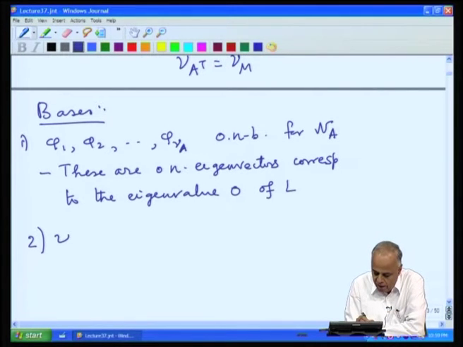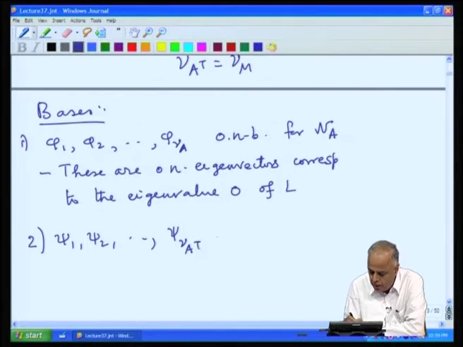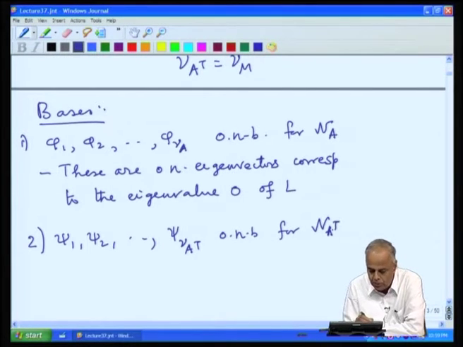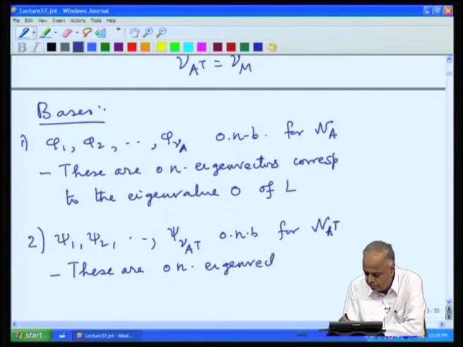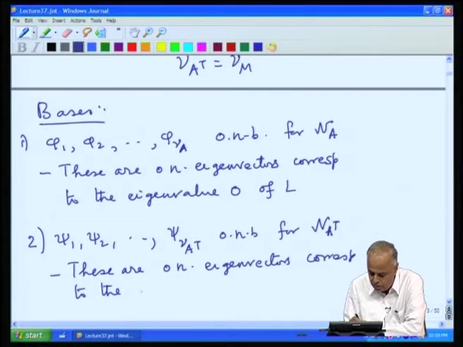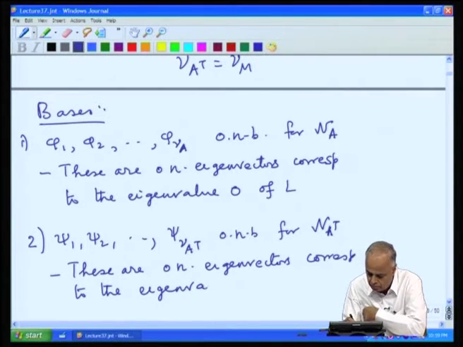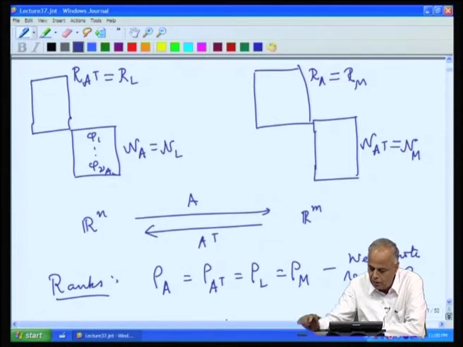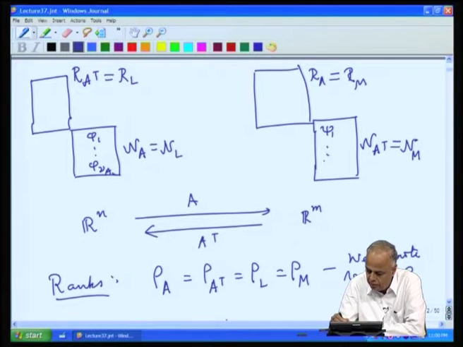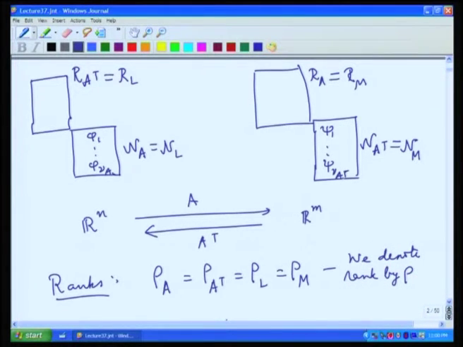Then we could find psi 1, psi 2, up to psi nu A transpose, an orthonormal basis for the null space of A transpose, and these are orthonormal eigenvectors corresponding to the eigenvalue 0 of the matrix M. So, that gives rise to these two bases, for the two null spaces on either side.